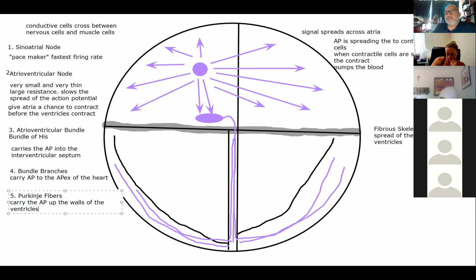Same anatomist. Again, none of these are axons because remember, these are conductive cells. Conductive cells are nervous-like muscle cells, but they are muscle cells. And of course, if these Purkinje cells are carrying the action potential up the walls of the ventricle, then of course, that is what stimulates the ventricles so that they contract.